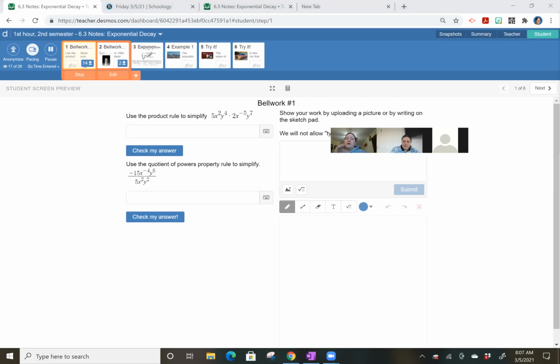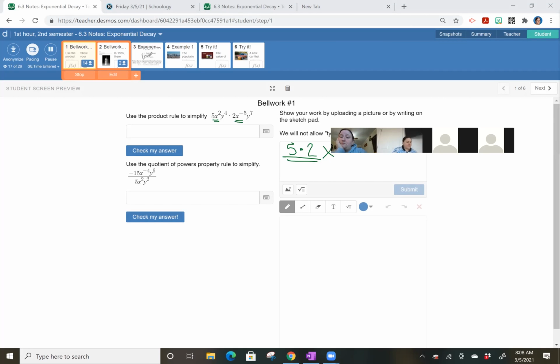What are we going to do to the 5 and the 2? We're going to multiply them, 5 times 2, because those are the big numbers. And then I have the same bases of x. So when we're multiplying the x's, what are we going to do to the exponents when we multiply the x's?